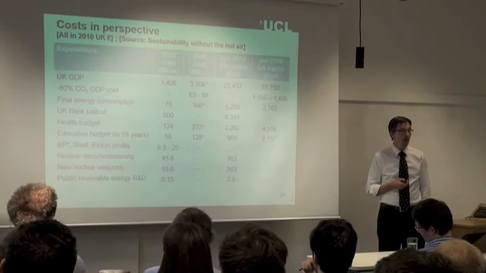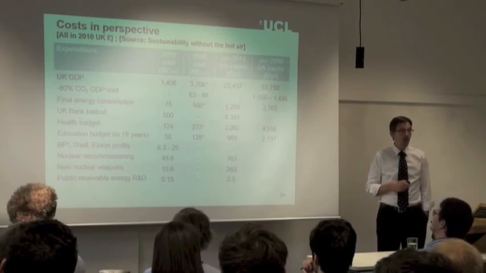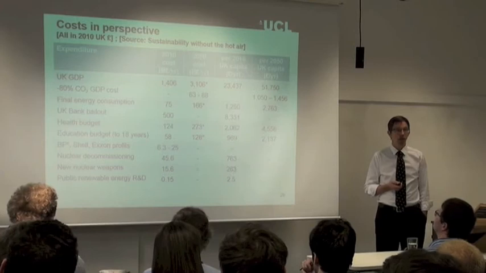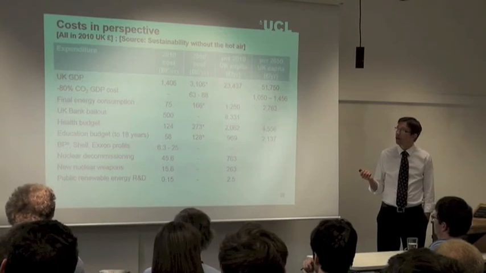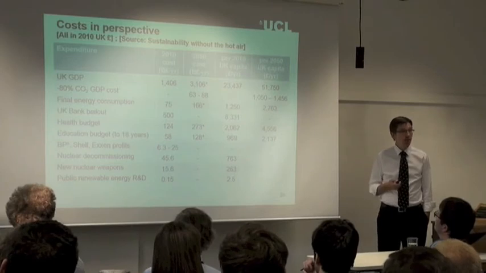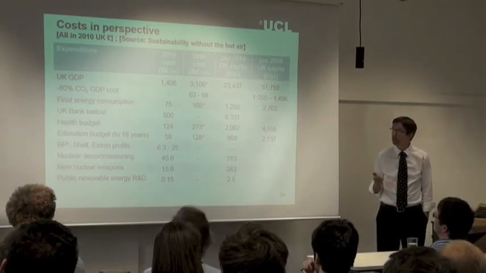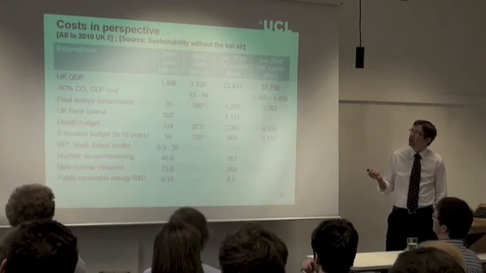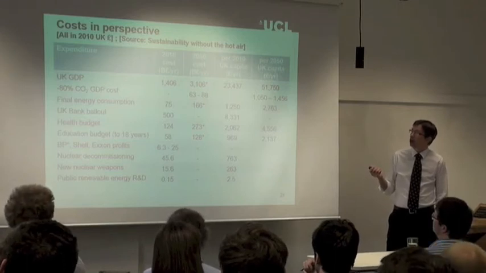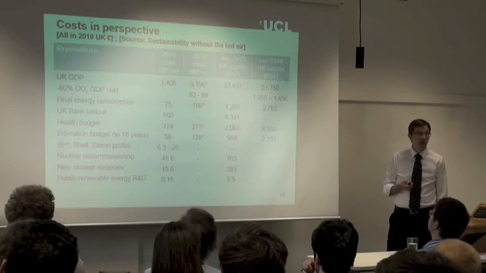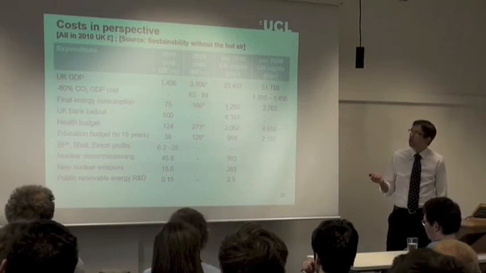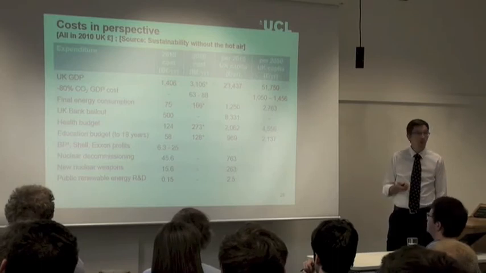I just wanted to put this in context. So this is trying to put the cost of mitigating climate change against everything else that we spend on. And all of these costs are real costs in 2010 pounds. All of the comparative numbers I've shamelessly pinched from the appendix of David Mackay's book. The columns are the total cost now, the total cost in 2050, the cost per person in the UK now, or the cost per person in the UK in 2050. So UK GDP at the moment is about £1.4 trillion.